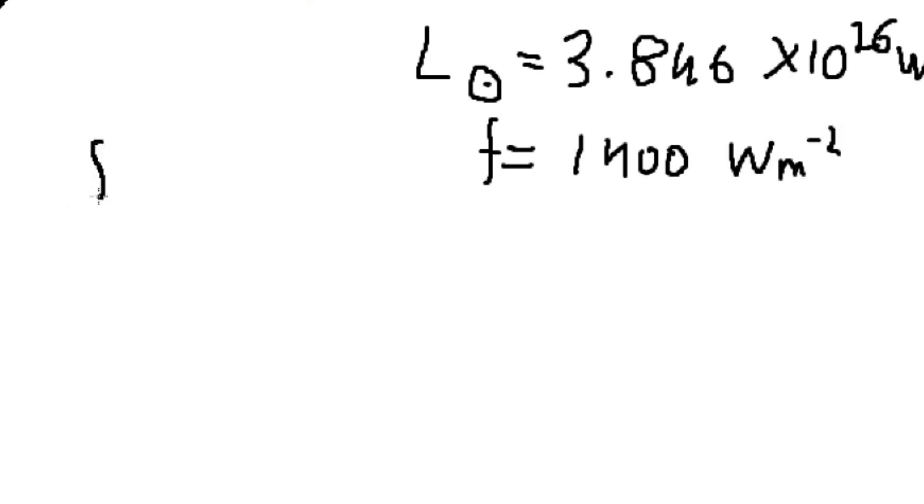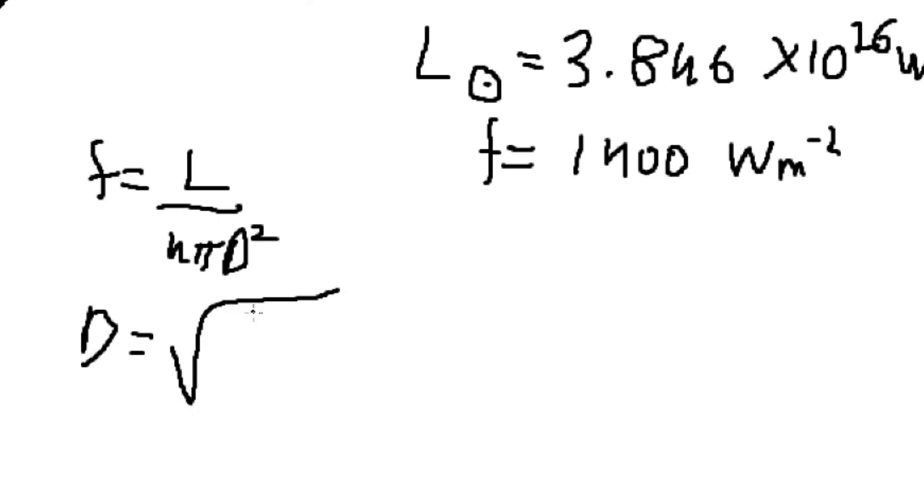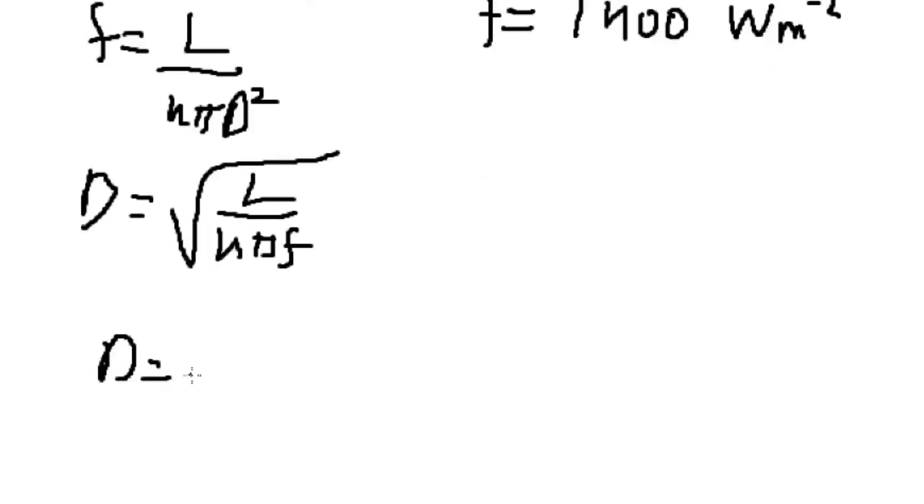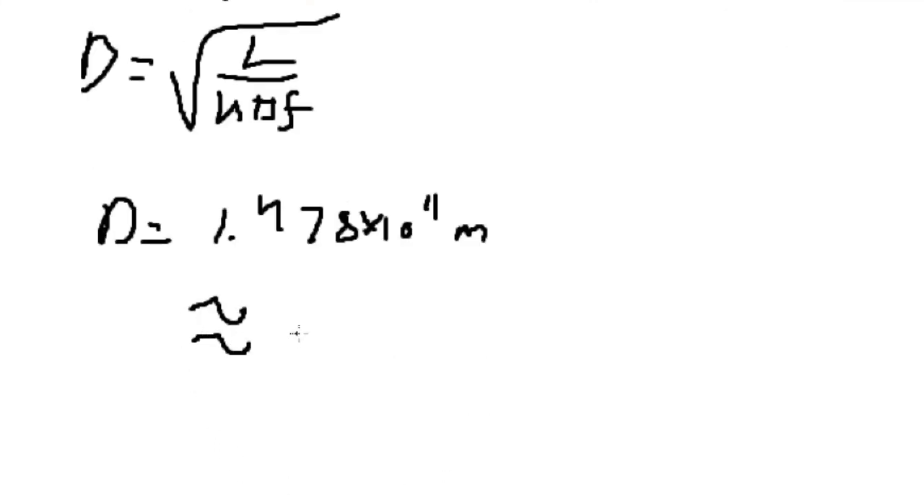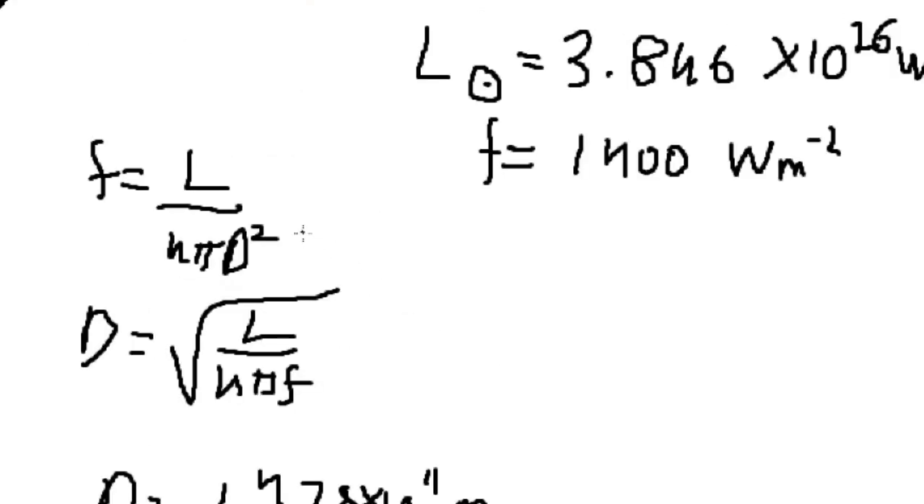Now, using our equation, F is equal to L by 4 pi d squared, we can rearrange to make d the subject, and that gives us d is equal to root of L by 4 pi F. And plugging in our values here, we get d as 1.478 times 10 to the power 11 meters, which is roughly equal to 1 astronomical unit. And we see that 1 astronomical unit is actually defined as the distance from the Earth to the Sun. So this is pretty consistent. So we know that this formula works.